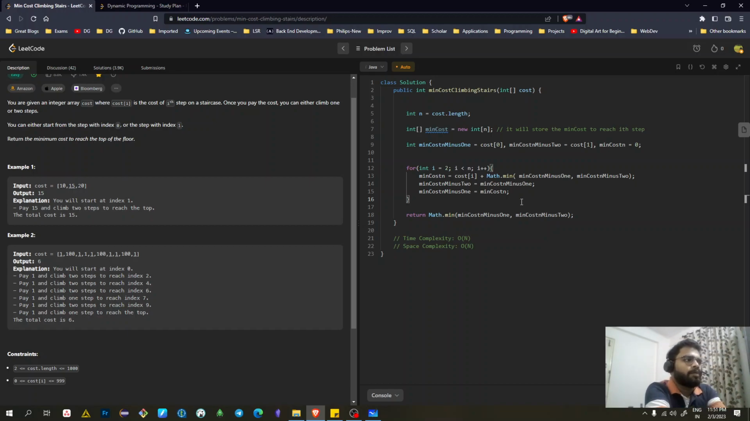Okay. So once it comes to 2, it will take the cost of 2, do the minimum of cost 0 and cost 1, and store the minimum cost for 2. Now that minimum cost for 2 will become n minus 1 for the next element. So that's what we're doing. Let's see if it is working.